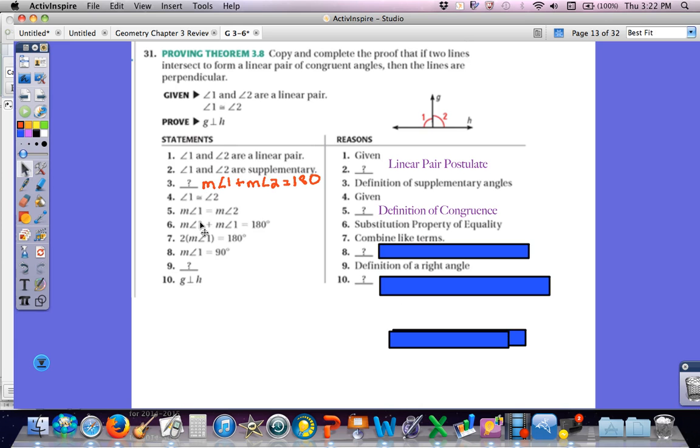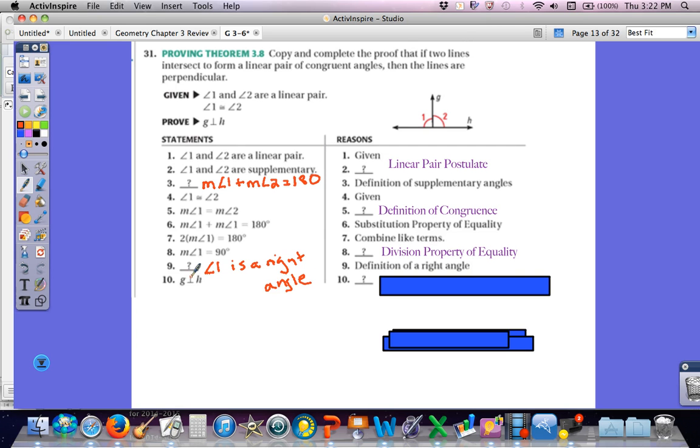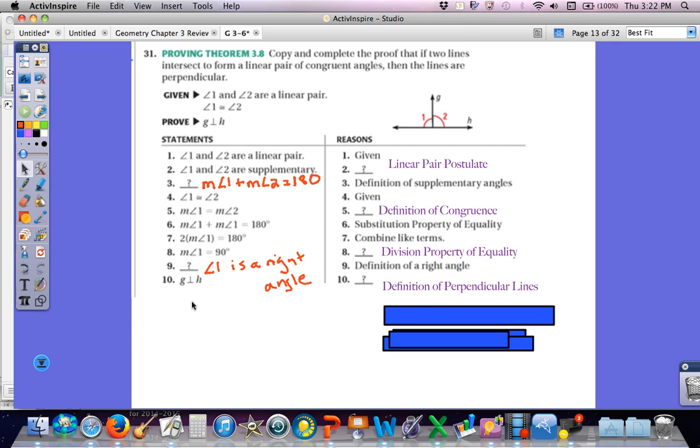Then what I did was, instead of saying measure of angle 1 plus measure of angle 2 equals 180, we substituted in for measure of angle 2, the measure of angle 1 again, and combined like terms, and then went ahead and divided. So that over here, if the measure of angle 1 is equal to 90 degrees, angle 1 is a right angle. That's the definition of a right angle. And G is therefore perpendicular to H, because that is the definition of perpendicular lines. If the lines intersect to form a right angle, the lines are perpendicular.